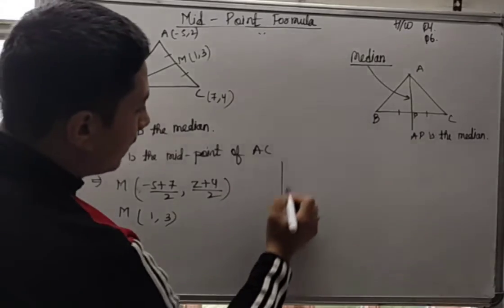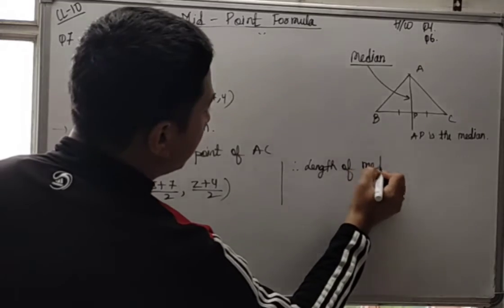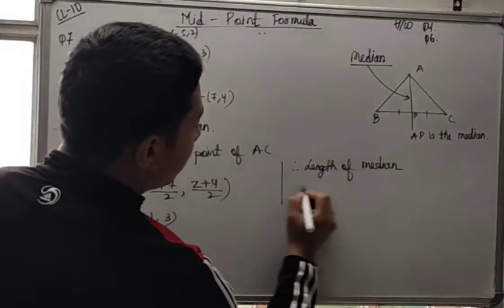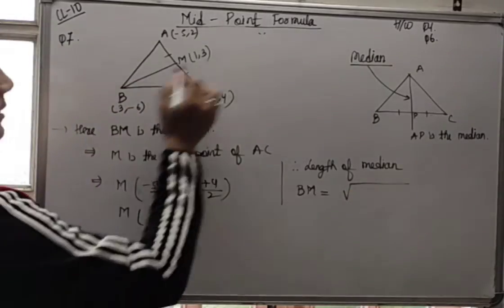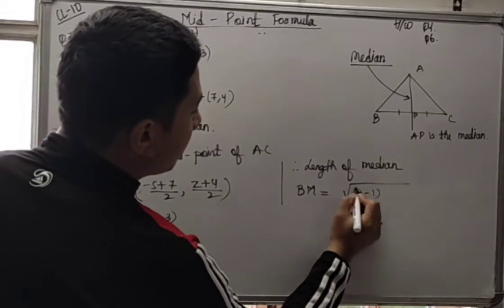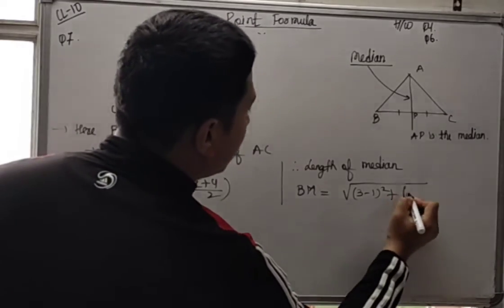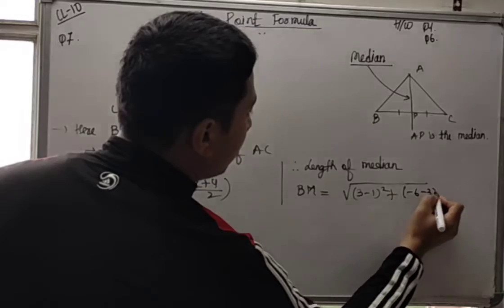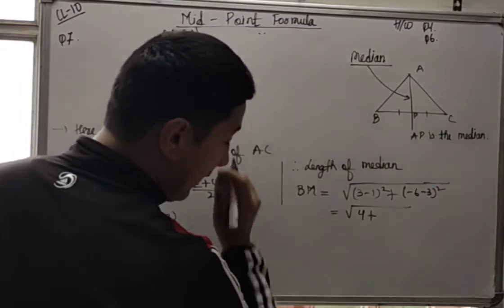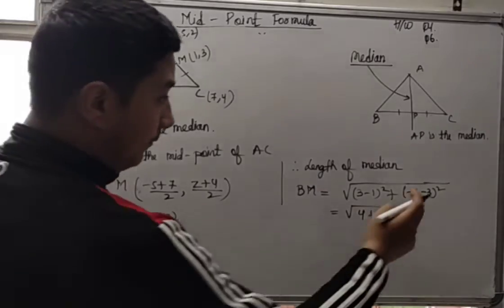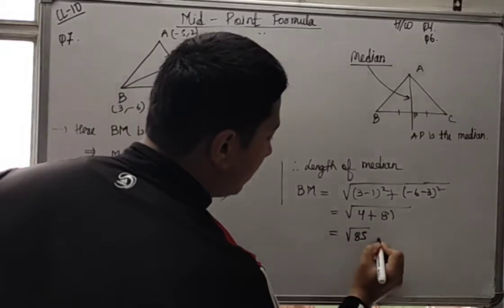Therefore, the length of the median BM is given by the distance formula: (-3 minus 1) whole square plus (3 minus 1) whole square, plus (-6 minus 3) whole square. So which is 2 twos are 4, plus 9, 9 nines are 81. So therefore, the length is root over 85 units.